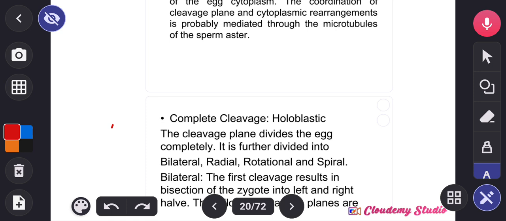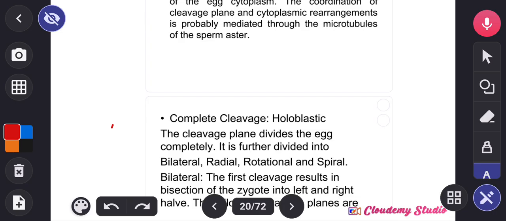Well, let us just proceed. But we have to understand that a complete cleavage is when the eggs are completely divided, and they are referred to as holoblastic cleavage. Now, this holoblastic cleavage can be found in echinoderms and marine annelids as well.